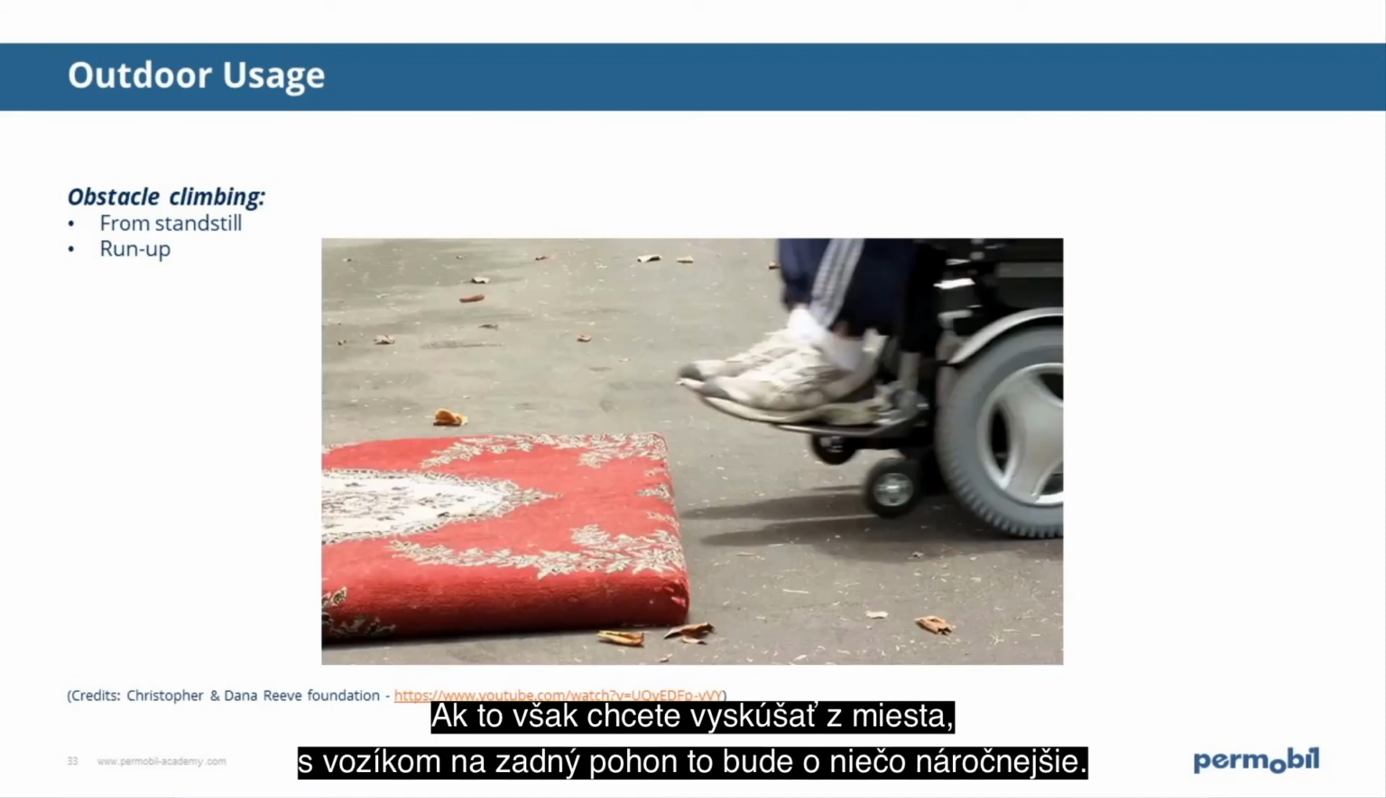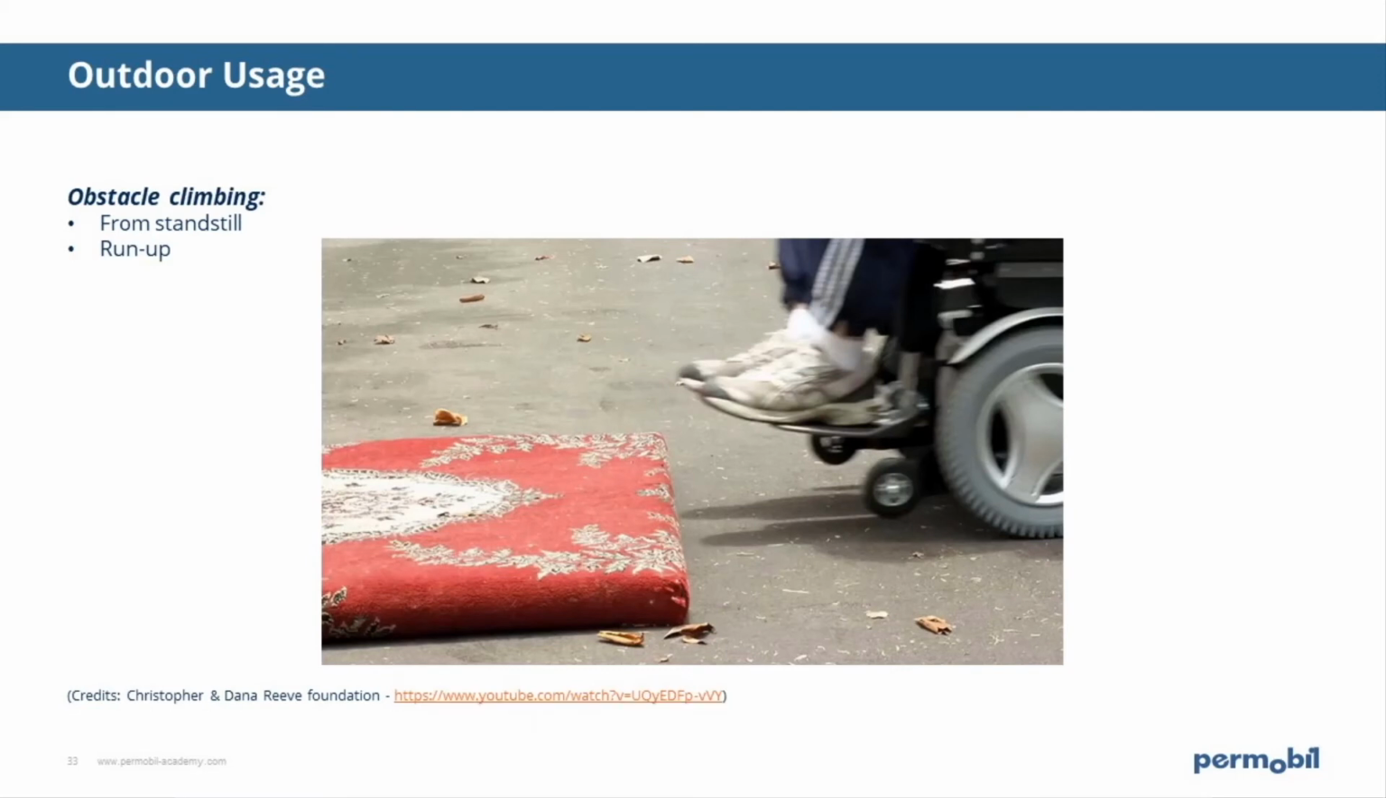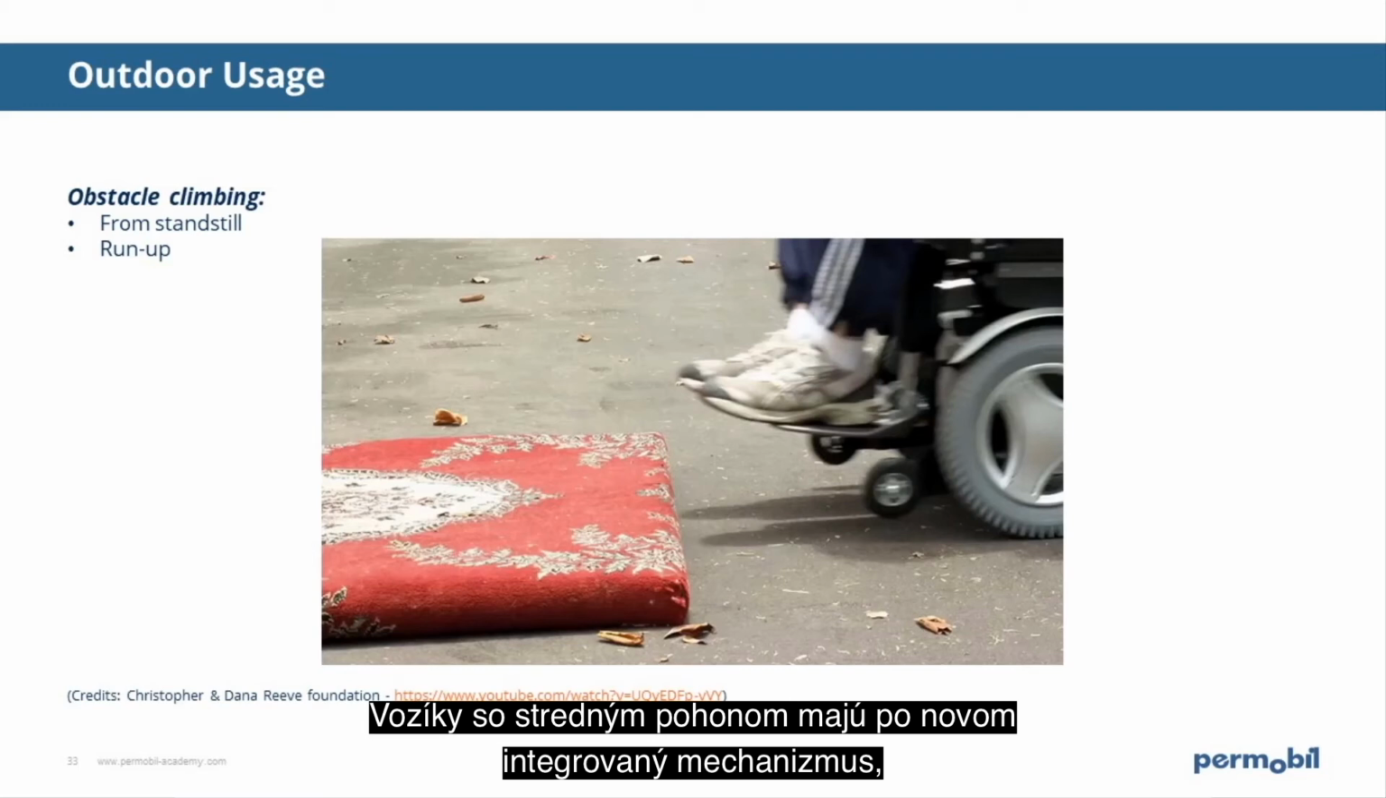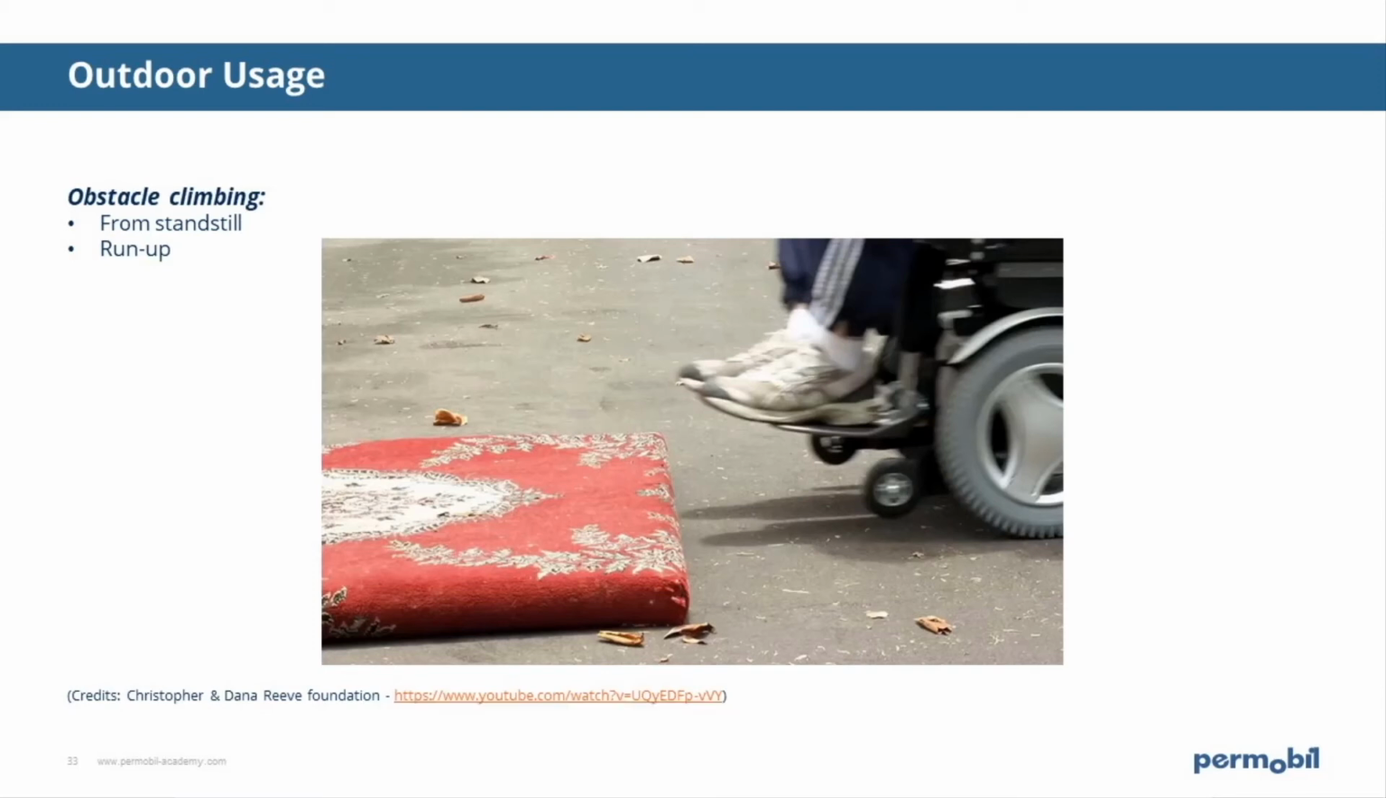But when you want to do this from a standstill, this becomes much more challenging with a rear-wheel driven platform. With a mid-wheel driven platform, most of those platforms nowadays have an integrated mechanism with the swing arms that allows them, when you hit an obstacle with the front caster wheels, the swing arm is lifted, lifting the front casters on top of the curbstone, and then you can continue basically with the drive wheel climbing the obstacle.